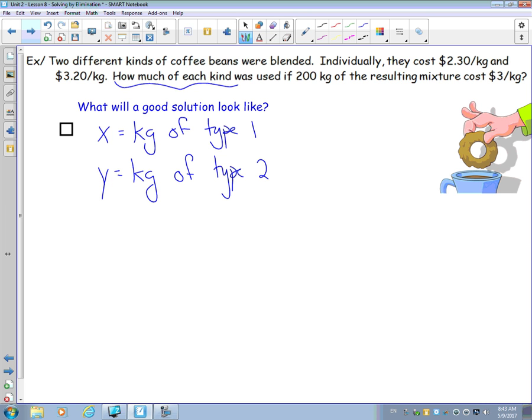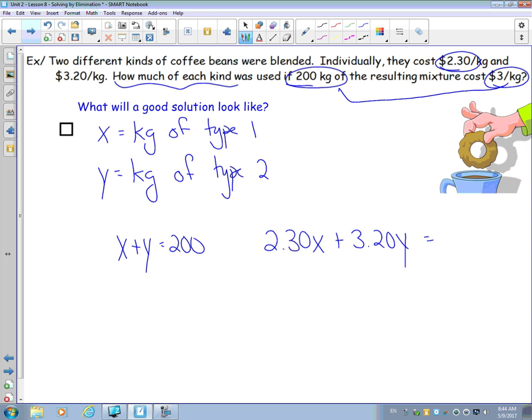Step 2, we need equations. We know we're making 200 kilograms of this stuff. So x plus y is 200. We also know that each of the kilograms we use has a value. The first one costs $2.30 for every kilogram, plus the second one costs $3.20 for every kilogram. And the whole thing costs $3 for every kilogram. But we know how many kilograms there are. So our total cost will be 3 for every kilogram, or in other words, $600. That's where that comes from.